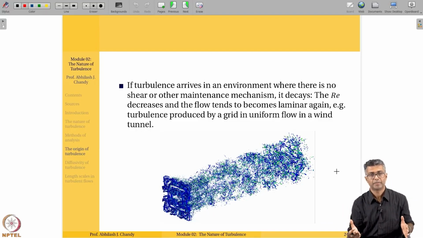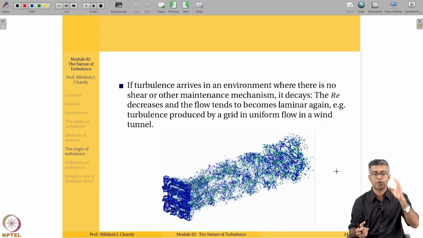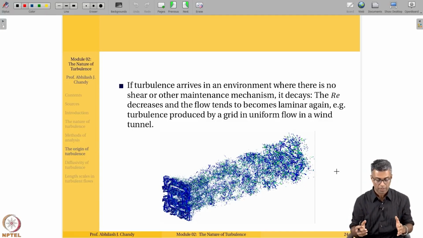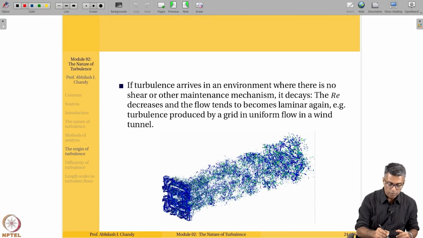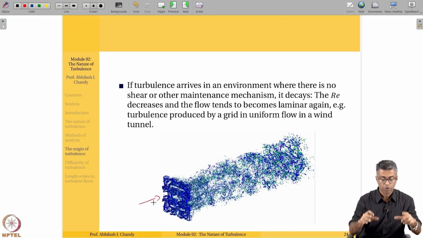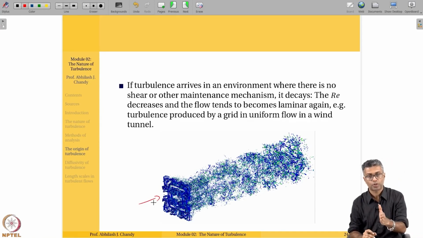The Reynolds number will decrease as a result of it because the turbulence decays, and the flow will tend to become laminar again. An example would be, say, turbulence produced by a grid in a uniform flow in a wind tunnel. Okay, this is a grid turbulence experiment. This is a typical grid turbulence experiment that is run in a lab. You have an actual metal mesh here through which flow is going through at high Reynolds numbers.